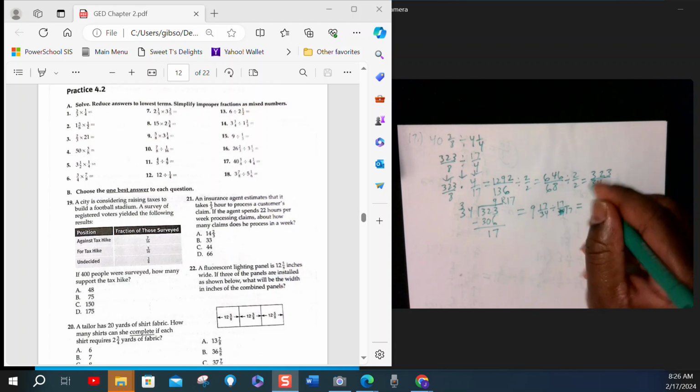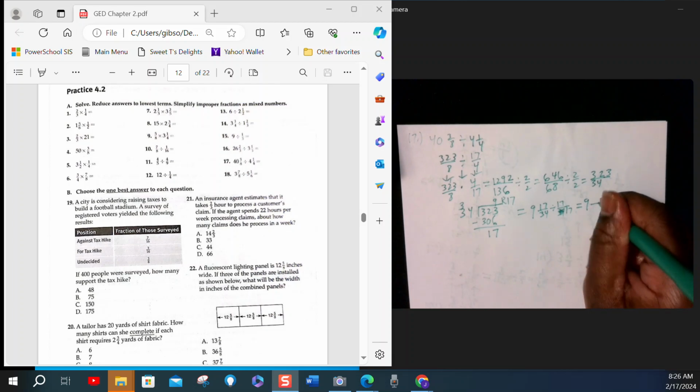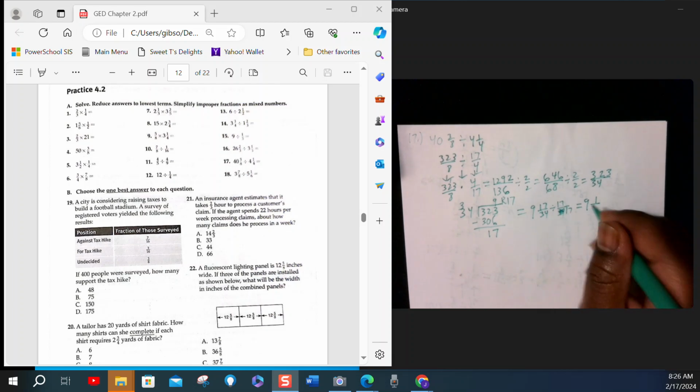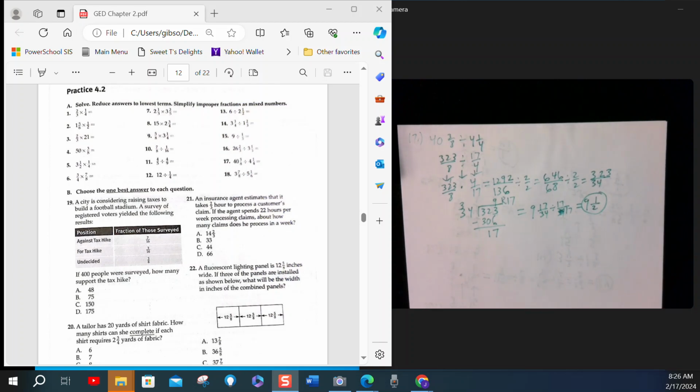Okay, so don't forget to carry over your whole number. 17 divided by 17 is 1. 34 divided by 17 is 2. So it's 9.5. Okay, so of course this was longer than the other problems, but I'm glad that we did it.